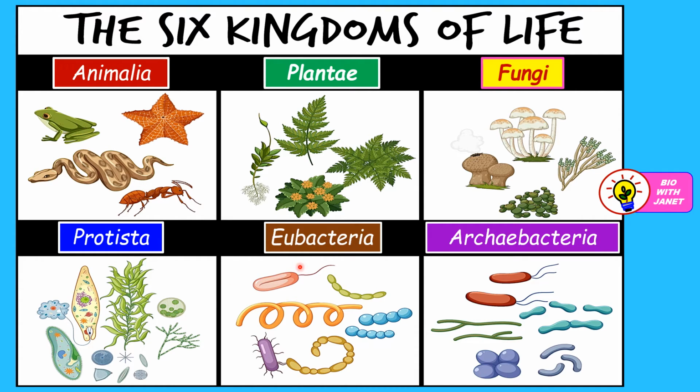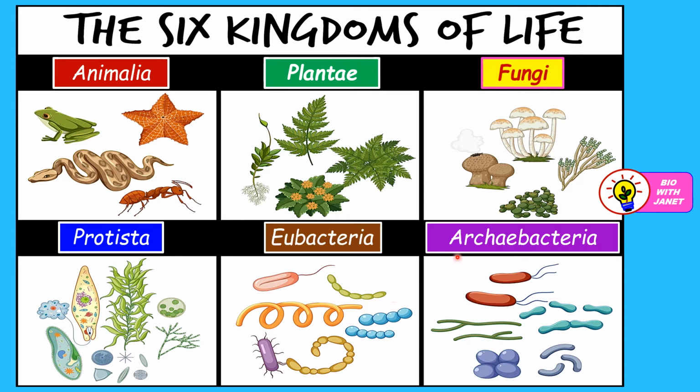Now, Eubacteria, okay, is one of the simple forms of life. They are single-celled or unicellular, but they can join together to form a chain or a group of cells, right? And they have different shapes.